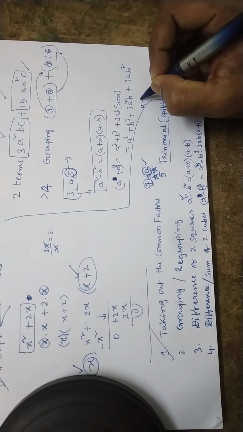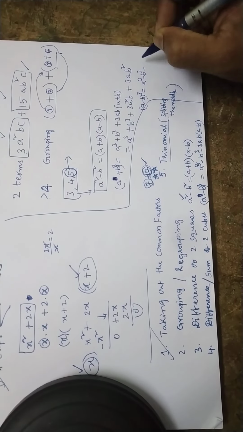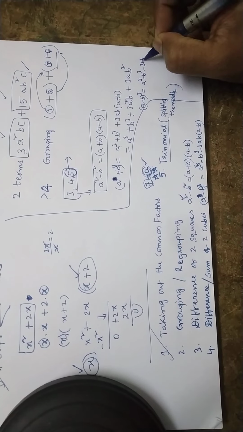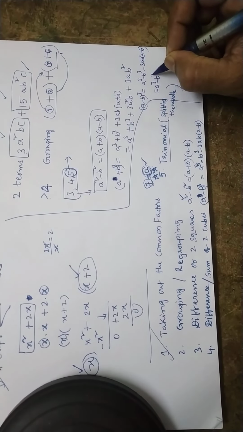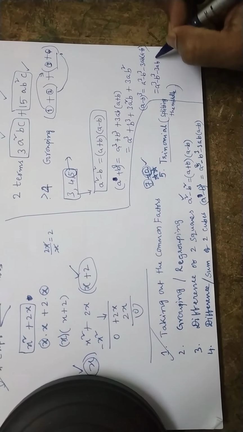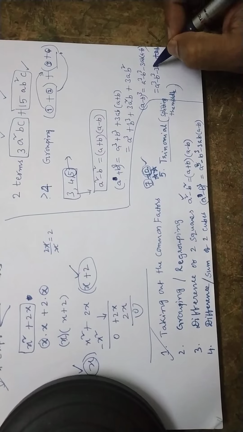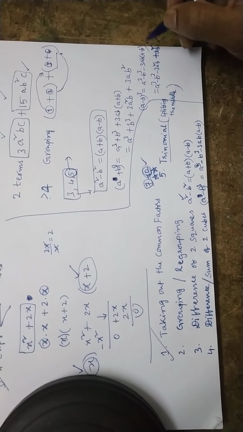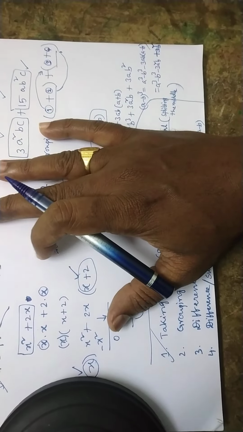So what about a minus b whole cube? That is a cube minus b cube minus 3ab into a minus b. Or else you can write a cube minus b cube minus 3ab. Be careful, the last will be positive. 3ab here with a square, here also square for the b. That's it. So this is all about the overview of the chapter.